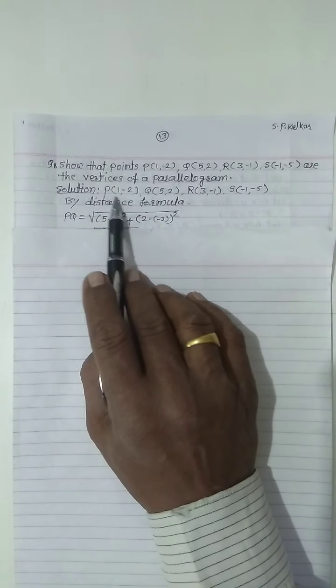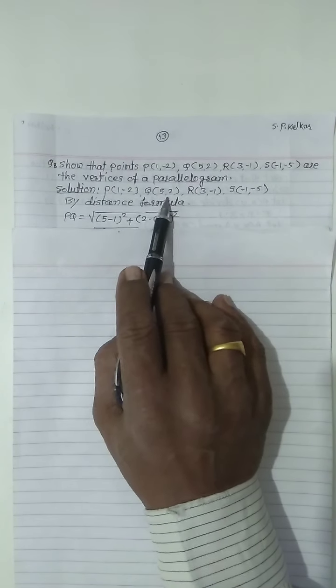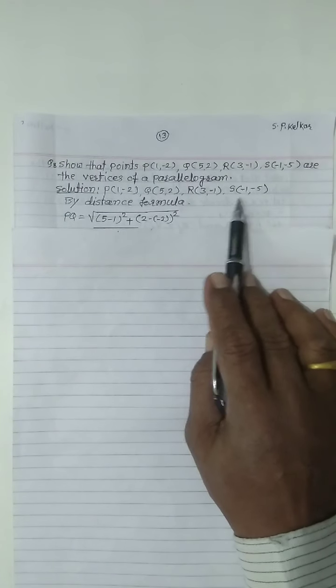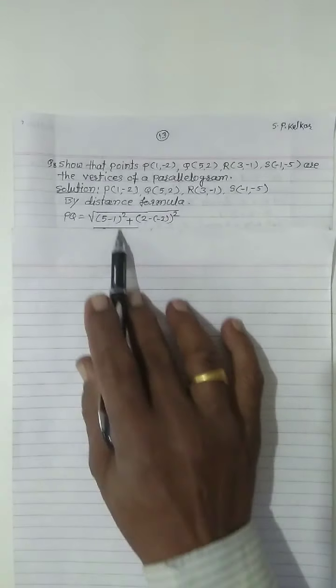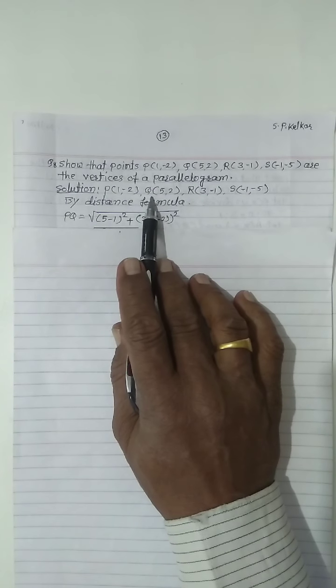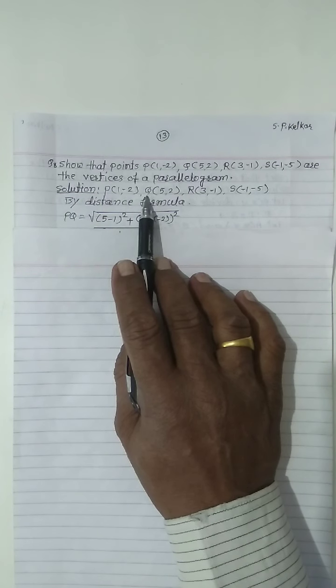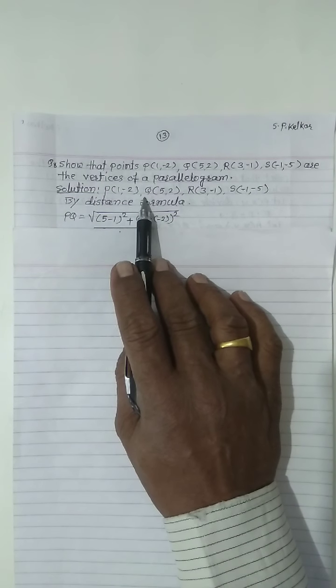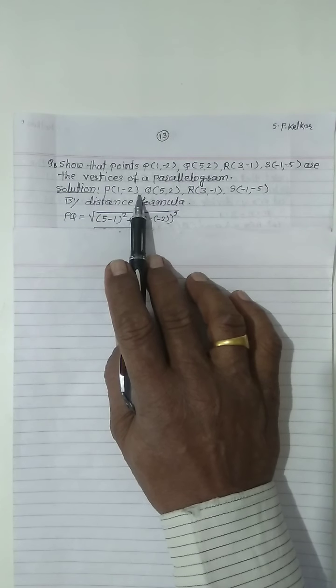Now in the solution, the points are P and its coordinates, Q and its coordinates, R and its coordinates, S and its coordinates. We find out the length of each side of the parallelogram. If the opposite sides of the quadrilateral are congruent, then we say that the given quadrilateral is a parallelogram.